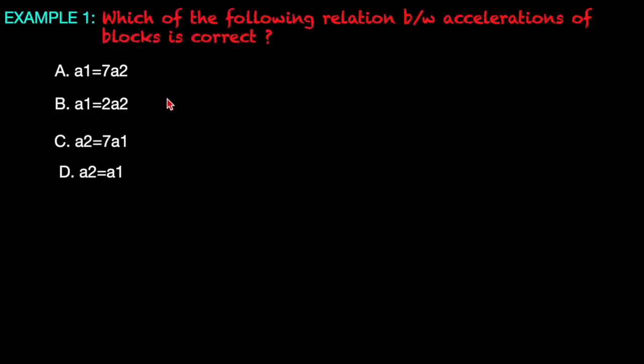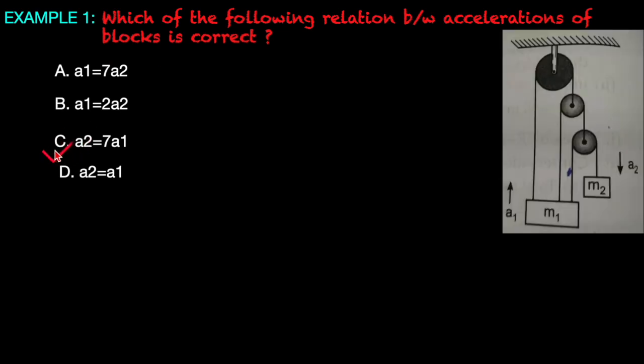So let's see the question. Which of the following relations between accelerations of the blocks is correct? So which is the correct option? I am supposing that option C will be the correct one, which is A2 is equal to 7A1. So we got our answer in a very short period of time. So this is the advantage of using the trick.